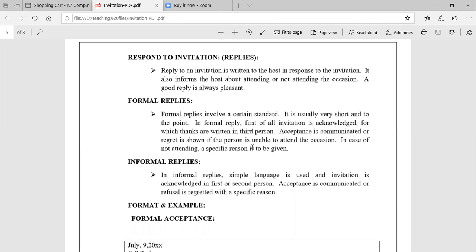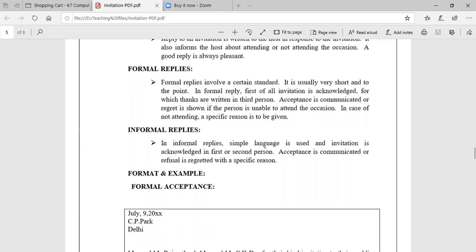Then formal replies. Formal replies involve a certain standard. They are usually very short and to the point. In a formal reply, first of all, the invitation is acknowledged. We need to acknowledge, that means, yes, of course, I'm very happy with that. In a formal reply we go for third person acknowledgement; in an informal reply, first person and second person. That's why first of all, the invitation is acknowledged, for which thanks are written in third person. Acceptance is communicated. That means he is accepting and he will join with you.